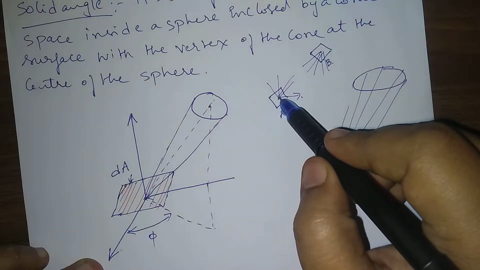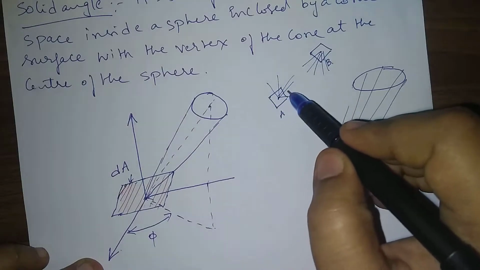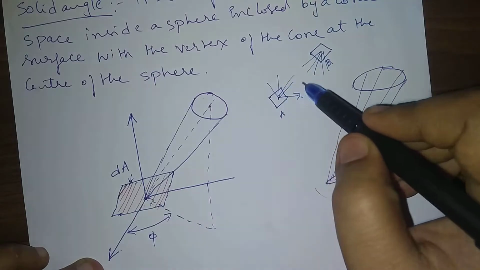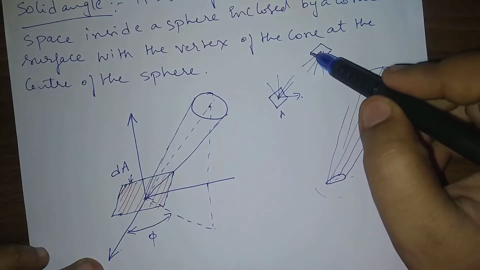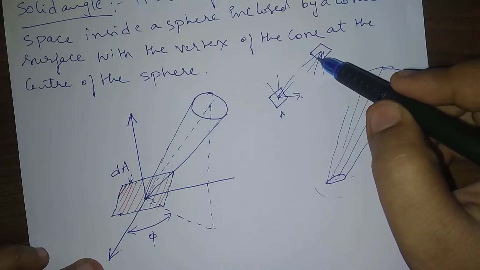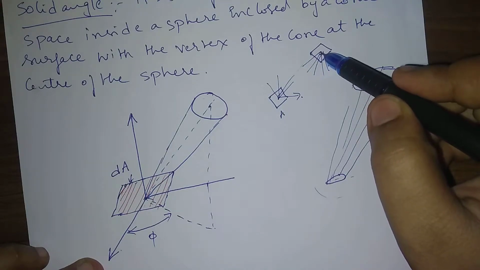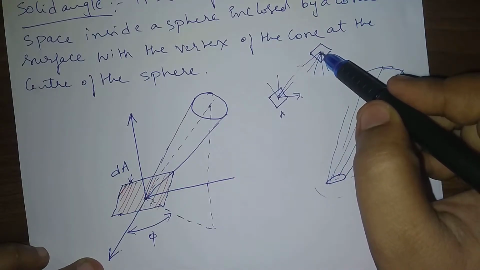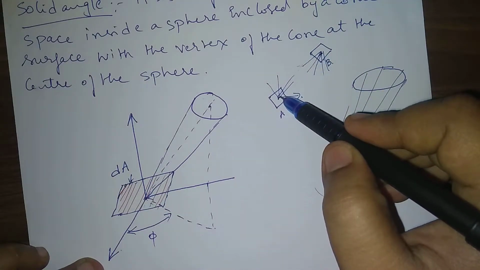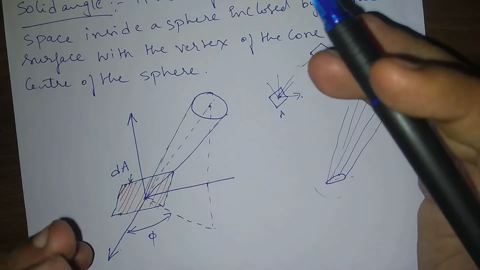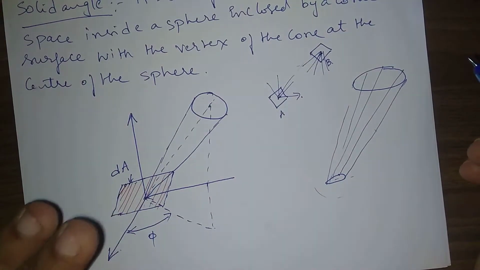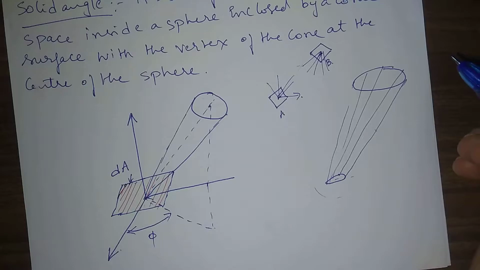But if this body is emitting radiation in all directions, how much of that radiation is incident on this body? Similarly, this body is emitting radiation in all directions, how much part of this radiation is incident on this body? That in some way defines what the solid angle is all about. Understood? We will get into the technical aspect, the actual definition of solid angle.